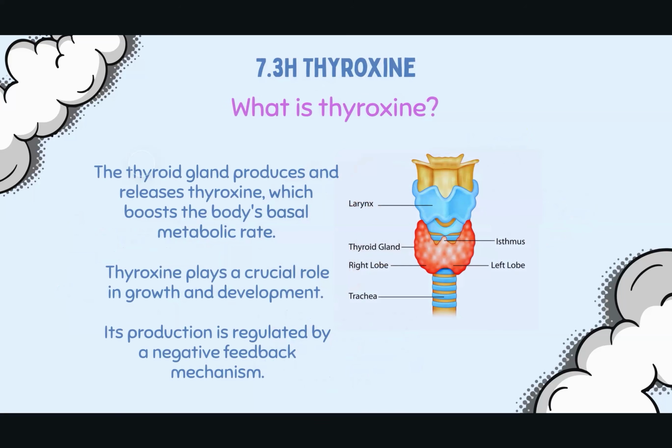Thyroxine. Now, thyroxine is released by the thyroid gland, so secreted by the thyroid gland. Thyroxine is the hormone and it's secreted by the thyroid gland, and this boosts the body's basal metabolic rate, as in it boosts our rates of different reactions occurring in the body. So thyroxine plays a crucial role in growth and development. Its production is regulated by a negative feedback mechanism.